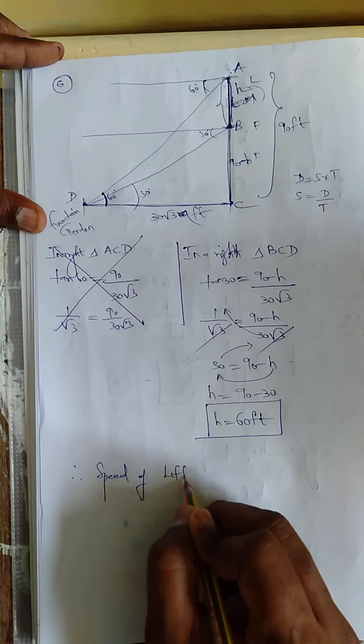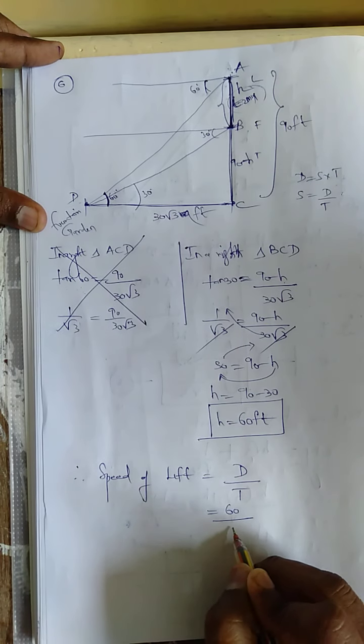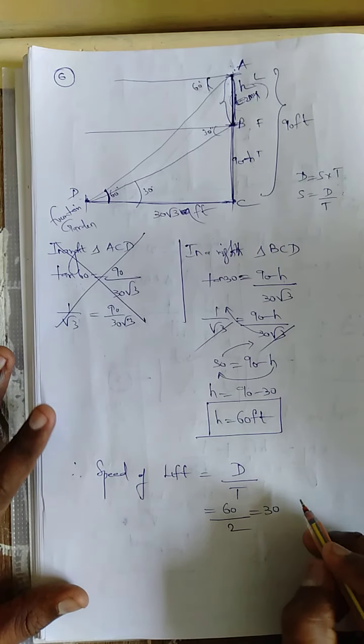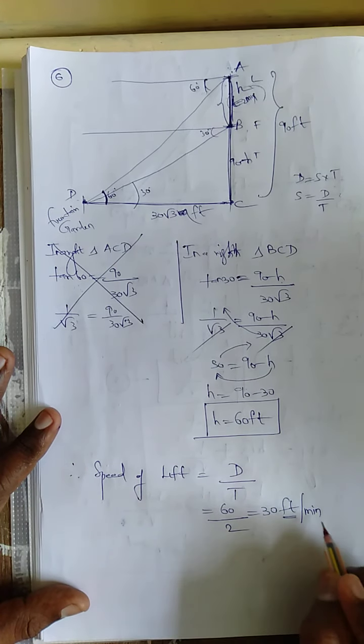Therefore, speed of the lift. Speed of lift is equal to distance by time. Distance is 60. What is time? Time is 2 minutes. Therefore, 30. Answer is 30 feet per minute. Because the unit is feet, this is minute.